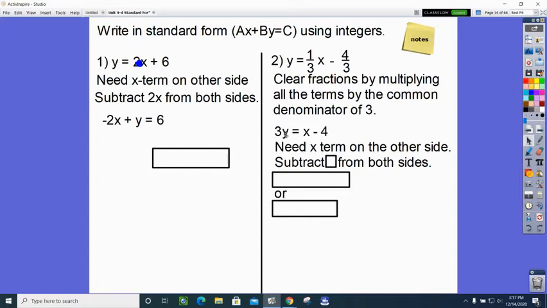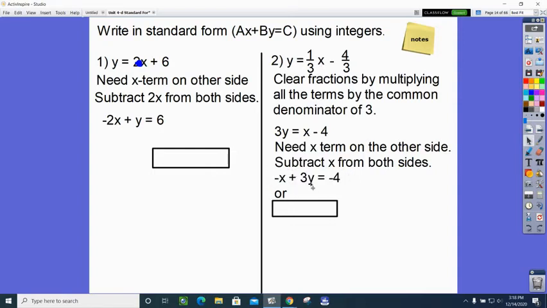So 3 times y is 3y. 3 times 1/3 is 1x. And 3 times the 4/3, the 3's would cancel, would be the -4. We got rid of the fractions, so we're halfway to standard form. Now remember what we did over here. This x needs to come back over here. So we're going to subtract x from both sides. When we subtract x, we're going to put not x on the other side, but -x.